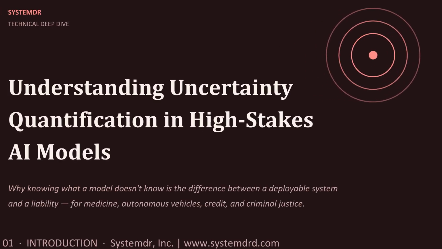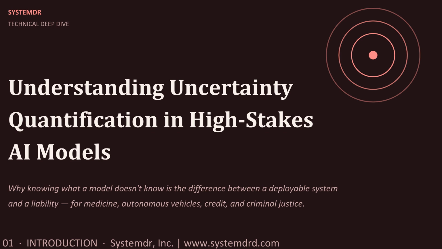Welcome, everyone. Today we're talking about uncertainty quantification in high-stakes AI models. And I want to open with a promise. By the end of this session, you'll be able to explain the difference between the two fundamental types of uncertainty a model can have, and you'll know which quantification method to reach for given your actual production constraints, not just the textbook answer. Here's the provocation I want to sit with for a second.